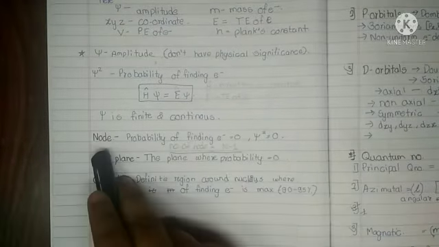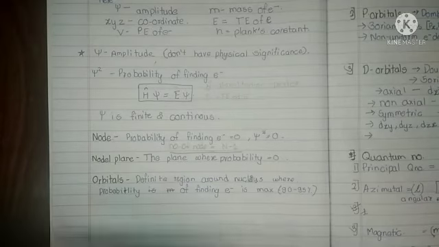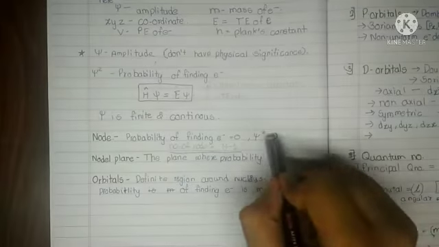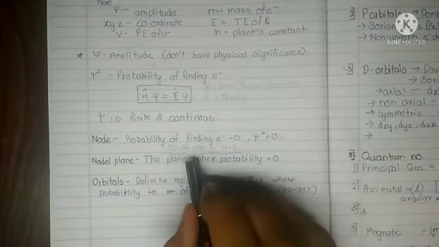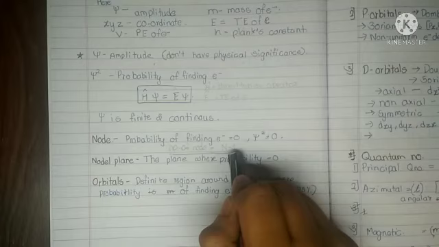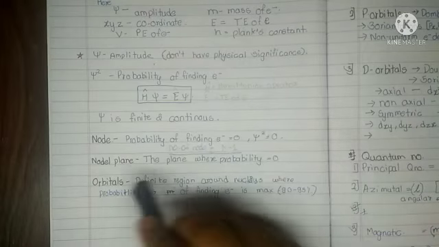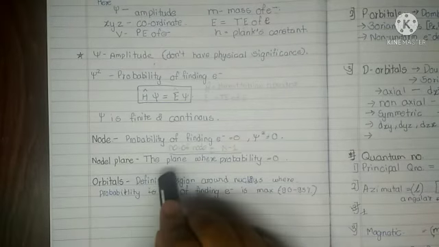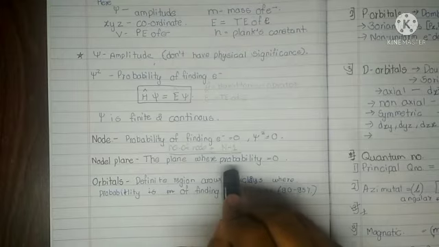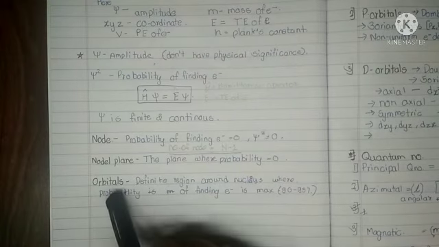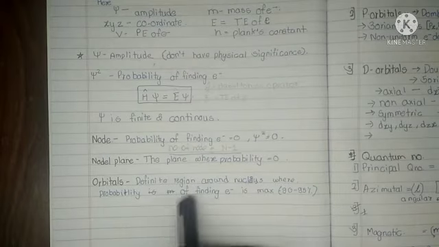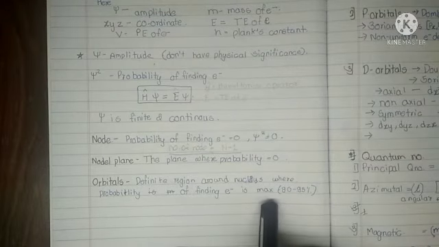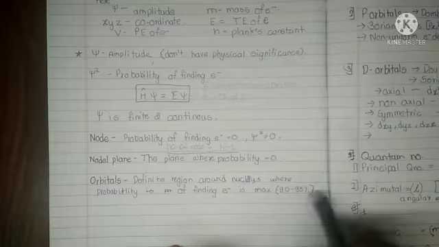Node. The probability of finding the electron is 0, that is psi square equal to 0. Number of nodes formula is n minus 1, that is principal quantum number minus 1. Nodal plane. The plane where the probability of finding the electron is 0. Orbitals. A definite region around the nucleus where the probability of finding the electron is maximum, that is 90 to 95%.